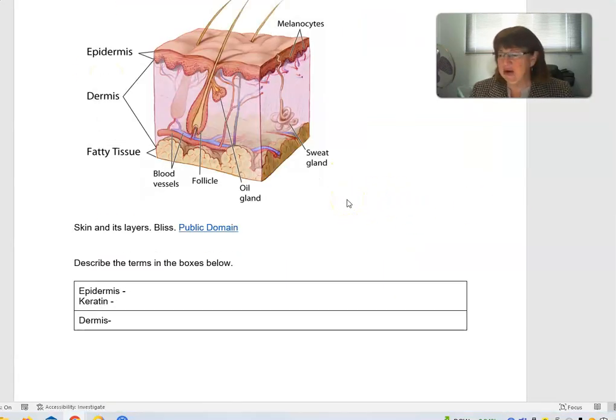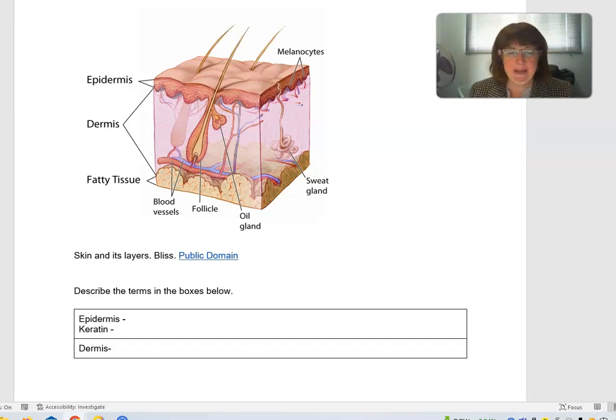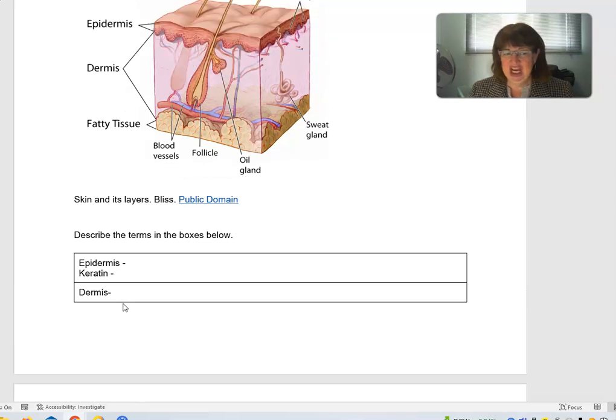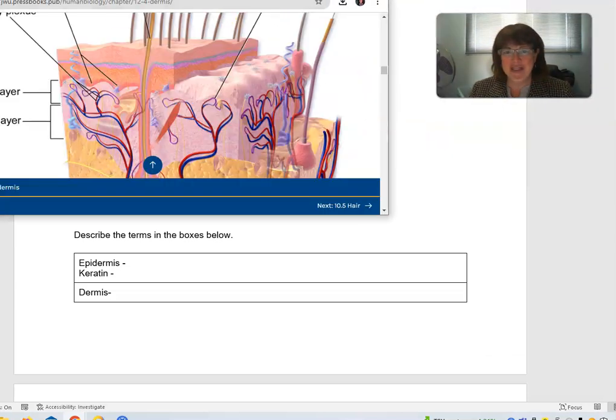The next layer I want to look at is the epidermis. The outside layer is dead with the exception of the basal layer. Make sure you know the protein name keratin. Now, the dermis is the bottom layer of the skin, because there's really only 2 layers of skin. The dermis is where all the extra bits are found.